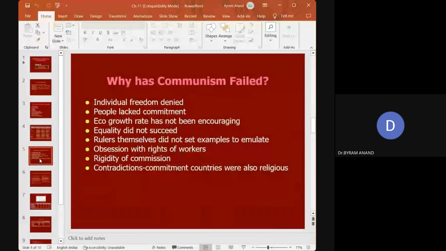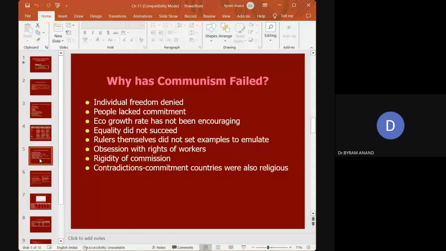So why did communism fail? Individual freedom is denied. In communistic countries, you are not free to decide the economy. You have to work for the government itself. So the economic growth rate has not been encouraged. Like in our economic system, we don't have that much encouragement from the government side. And the rigidity of the commission is there.